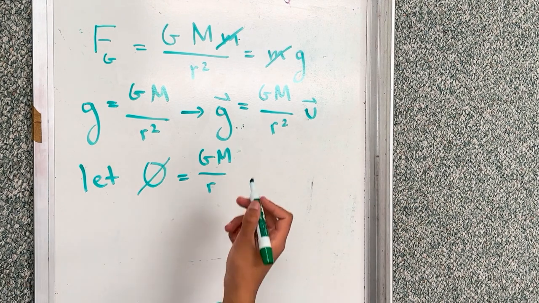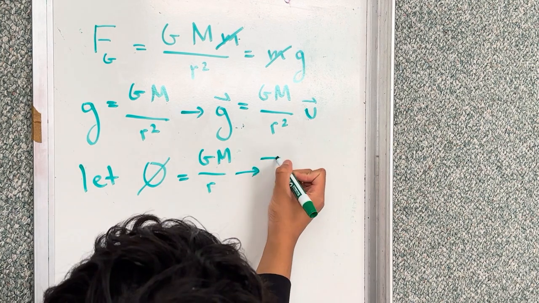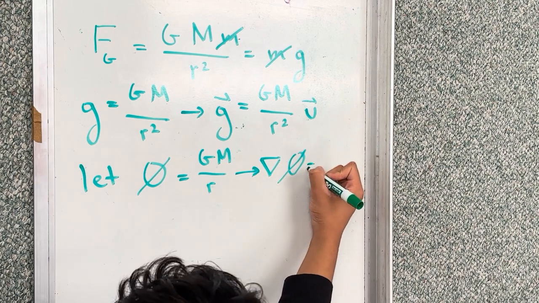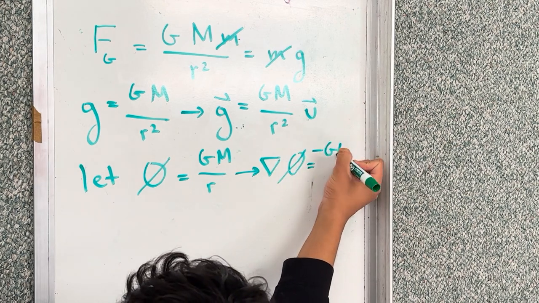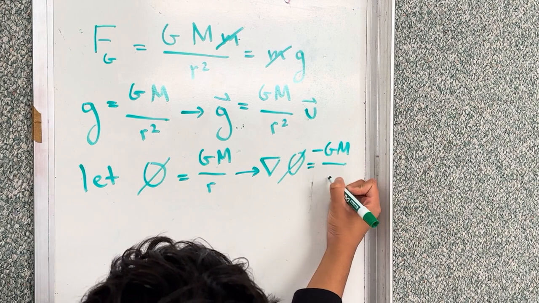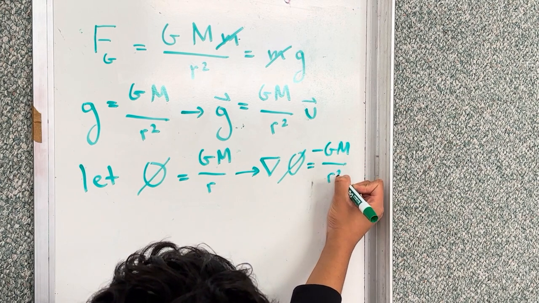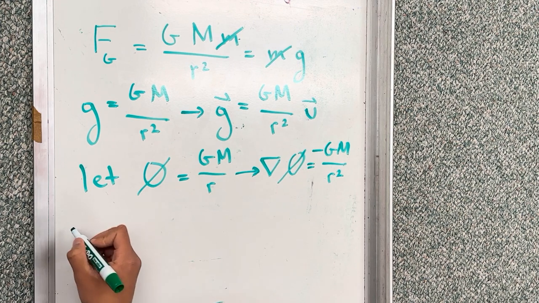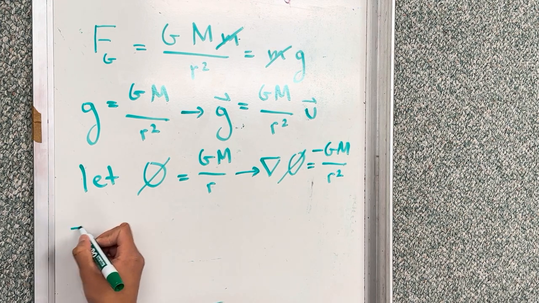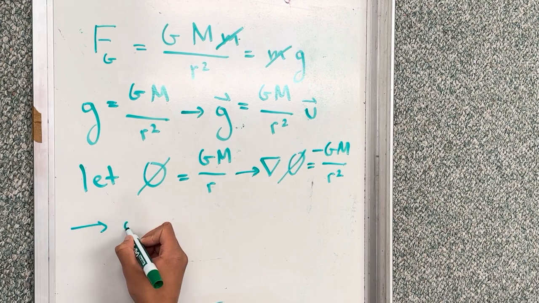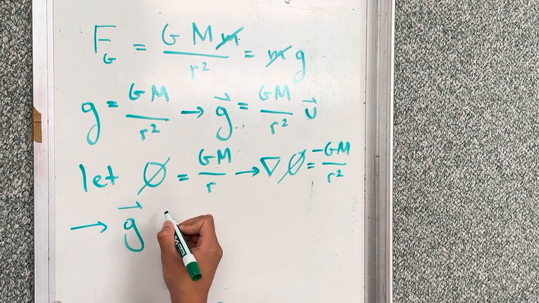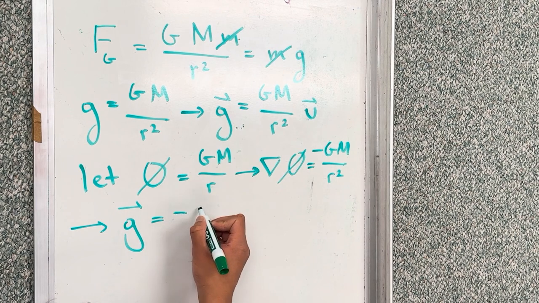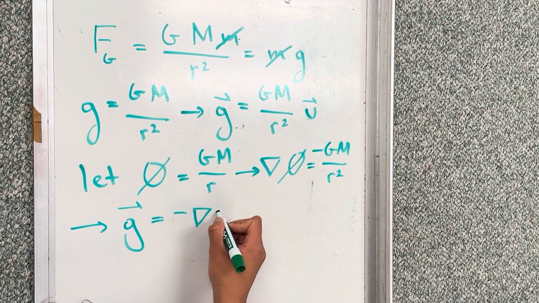Now, we can find the del operator, or the gradient of phi, to see how phi changes for every value of r. The gradient is simply negative G M over r squared via the power rule. Now, using the rate of change of phi, we can plug this back into g. g is equal to the negative del operator of phi times the directional vector.